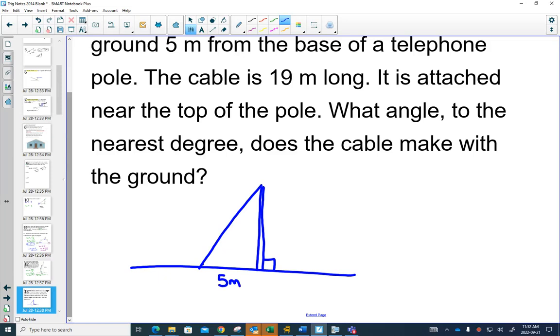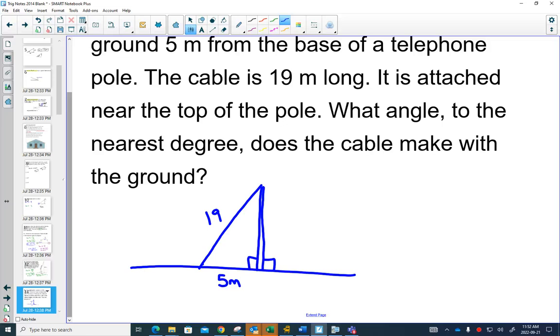And then the length of the cable, that's your 19. You don't label the pole's height because they didn't tell you how tall the pole was. Could you figure out how tall the pole was? This is 90 degrees on this side. Well, how? A squared plus B squared equals C squared. Okay? What do we want?